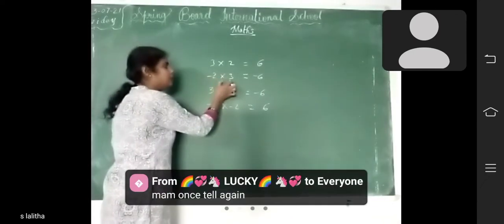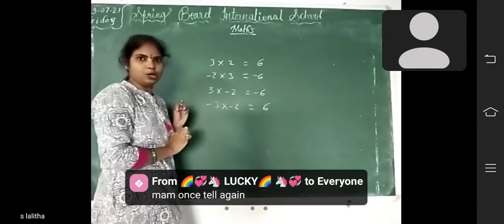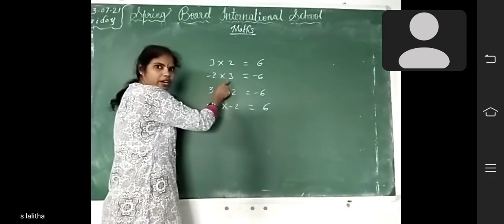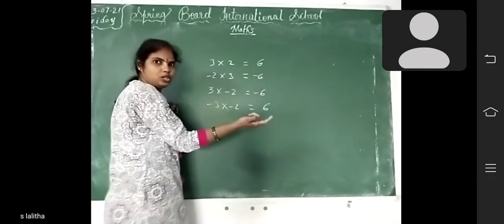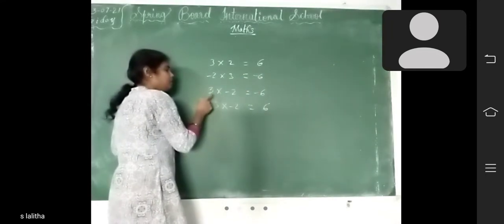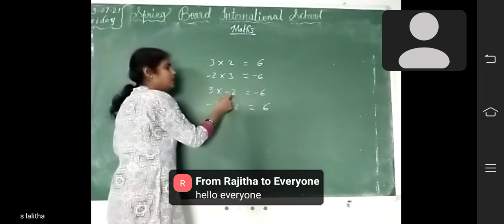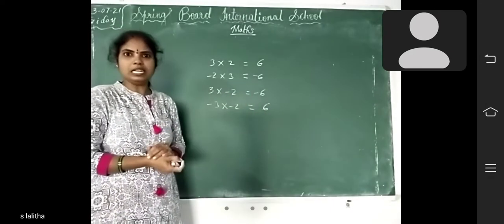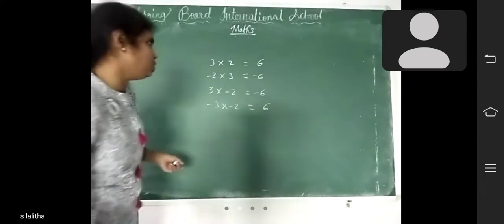If the signs are different, the product is negative. See here, negative, here positive, different. So the product is negative. Here also observe, here it is positive, here it is negative. Signs are different. The product is also negative. Did you understand? That is the multiplication of integers.